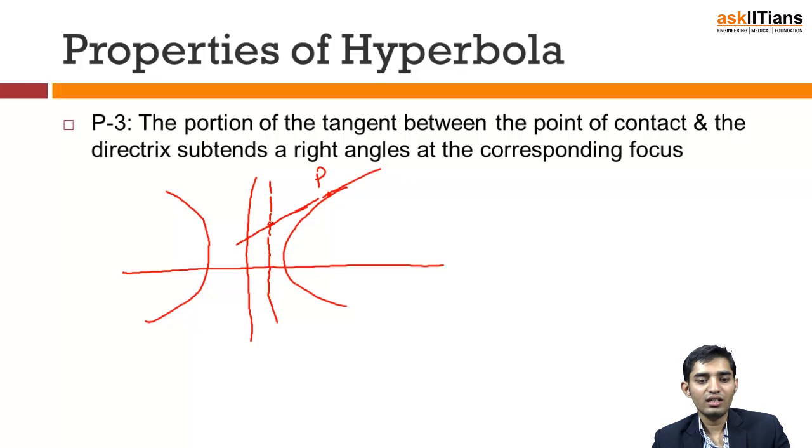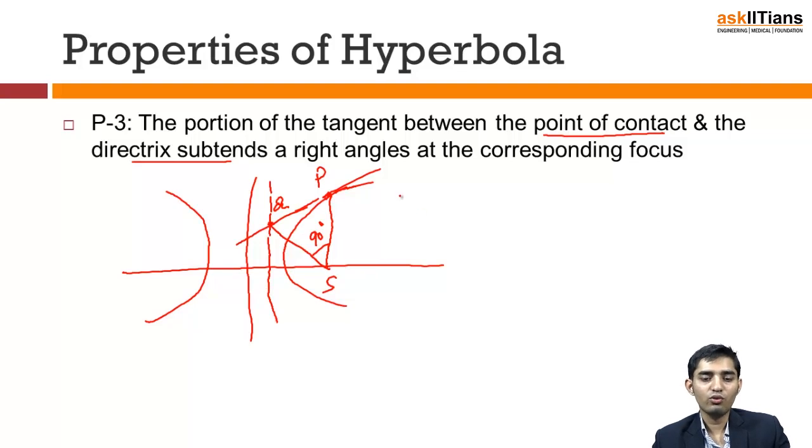And where this tangent is intersecting the directrix, let me say this point is Q. So this point P is the point of contact, right? So the tangent between the point of contact and the directrix, this segment PQ of the tangent, will subtend a right angle at the corresponding focus, right? So this angle will be 90 degrees. Okay, so if I join P and Q with the focus, the angle will always be 90 degrees. This is one of the properties, right?